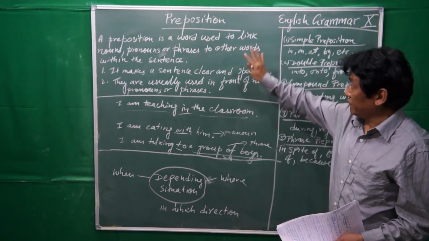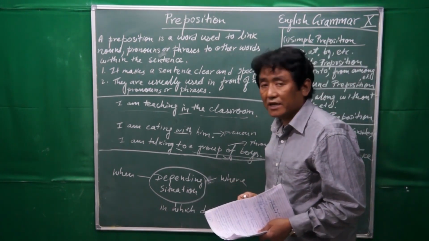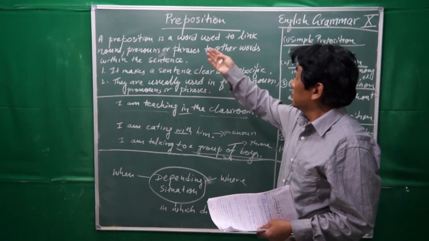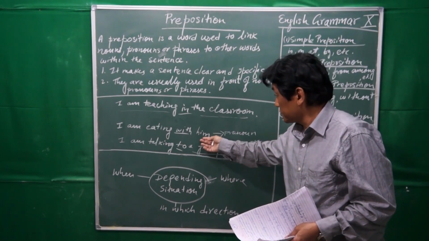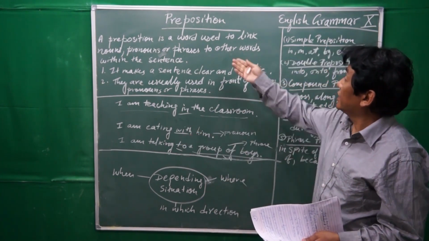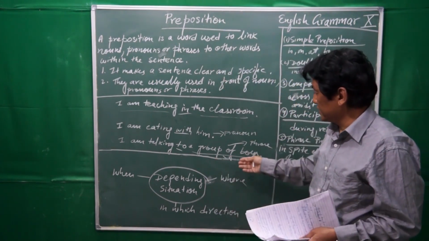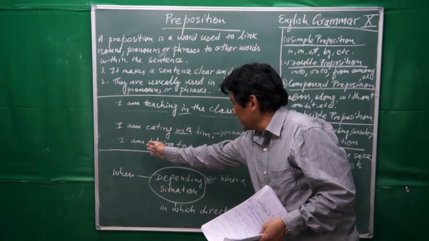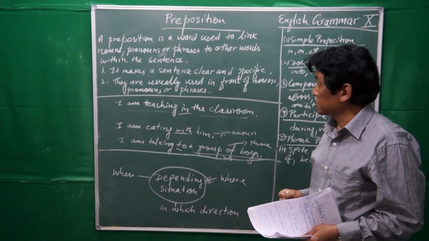Now look at the definition again. A preposition is a word used to link nouns. This is a noun, right? Or pronoun. I've linked it with a pronoun also over here. This is a pronoun. This is your preposition, right? And then phrases, a group of boys, is a phrase, and it is linked by to, right? With this talking. So that is how we use prepositions.